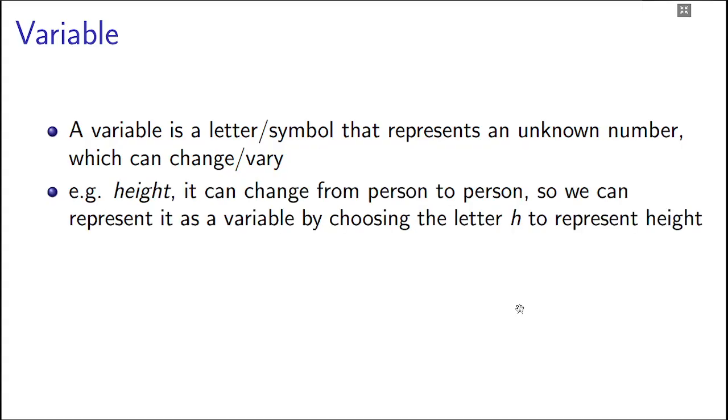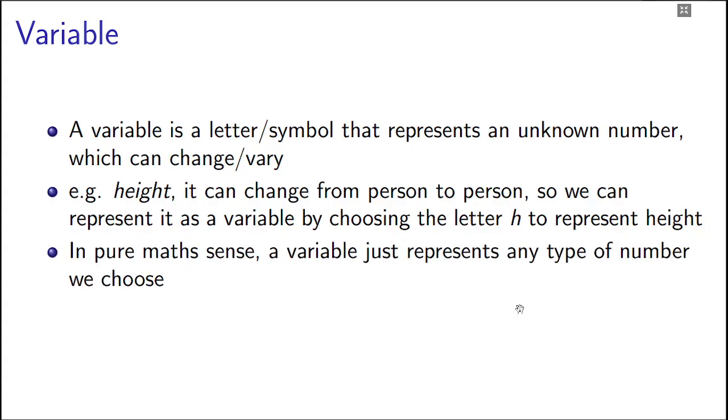As an example, let's take height. So height can change from one person to another. Right? So instead of just saying height, we just represent it as h. So h represents a number. How many centimeters?